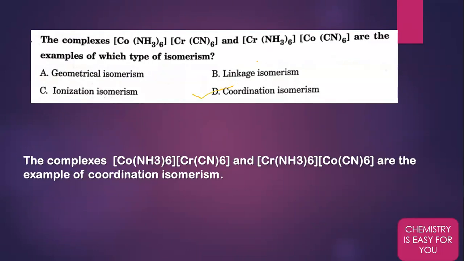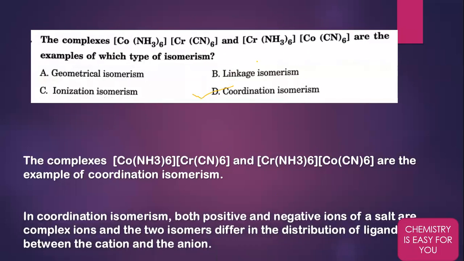Now let's see what this coordination isomerism actually means. In coordination isomerism, both the positive and negative ions of the salt are complex ions, and the two isomers differ in the distribution of ligands between the cation and anion. For example, in the first case here, this would be the cation and this would be the anion. In the second case, it is reversed. So the ligands will be exchanged between the cationic portion as well as the anionic portion. That type of isomerism is called coordination isomerism.